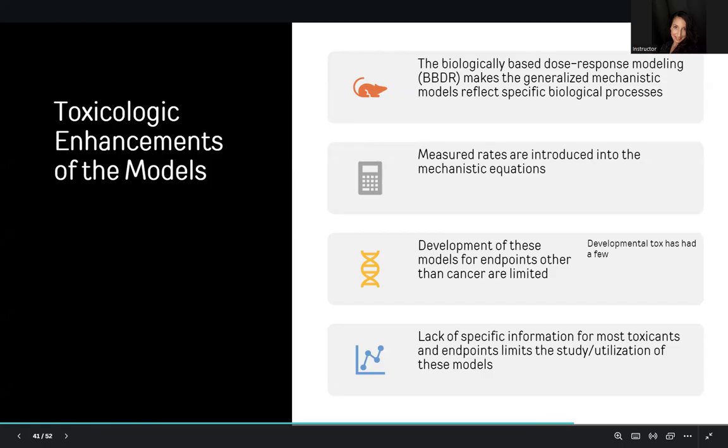The development of biologically based dose response models for endpoints other than cancer has been limited. However, several approaches have been explored in developmental toxicity that use cell cycle kinetics, enzyme activity, litter effects, and cytotoxicity as critical endpoints. Unfortunately, the lack of specific quantitative biological information for most toxicants and most endpoints limits the study and utilization of these models.